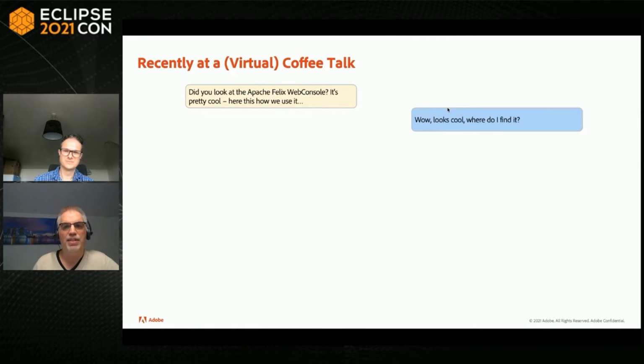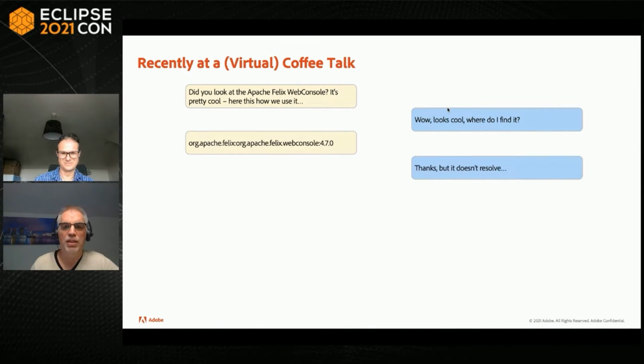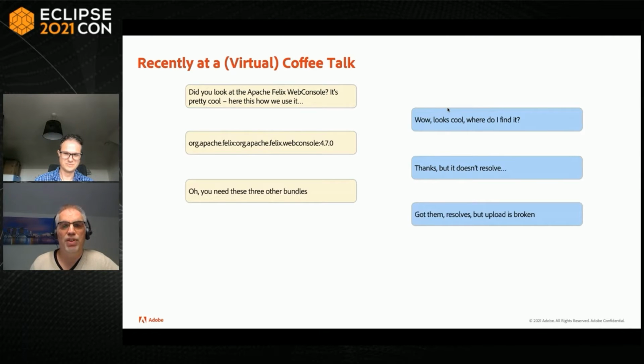Oh yeah, that looks really cool. Where do I find it? Oh, it's just an OSGi bundle. You will find it on Maven Central. Here are the Maven coordinates. Just download it and install it. Okay, great. I tried it, but it actually doesn't resolve. Oh, yes, sure. Forgot about that. You need 3 more bundles, 3 of these libraries. Here are the Maven coordinates. Okay. I installed them as well.